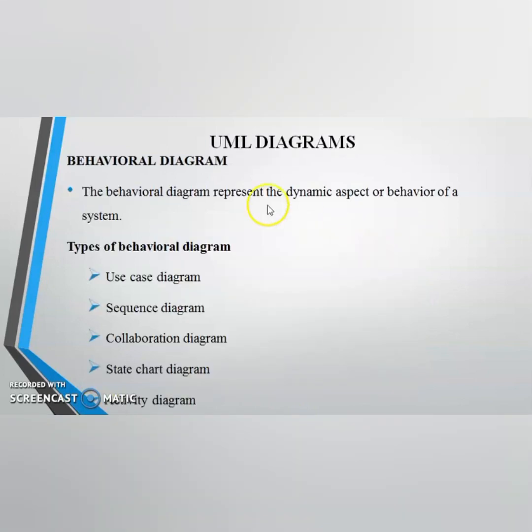The second part of UML diagrams is the behavioral diagram. It represents the dynamic view or behavior of a system. The various diagrams which come under behavioral diagram are: first, use case diagram; second, sequence diagram; third, collaboration diagram; fourth, state chart diagram; and last, activity diagram.